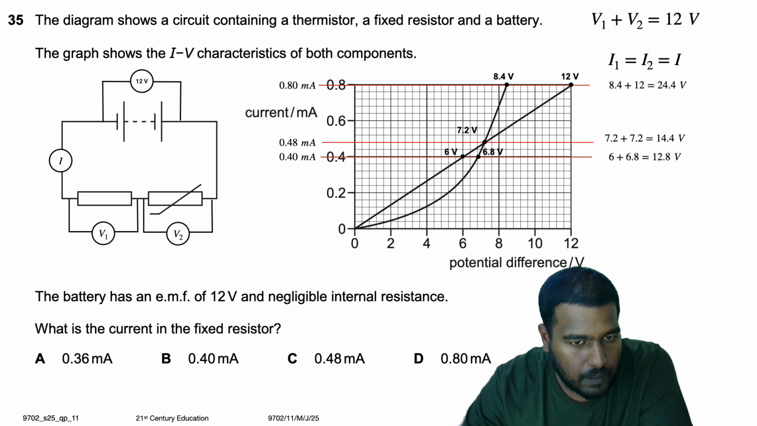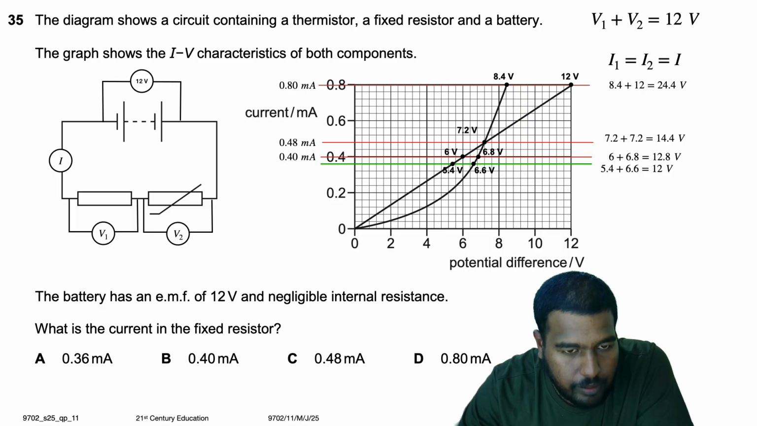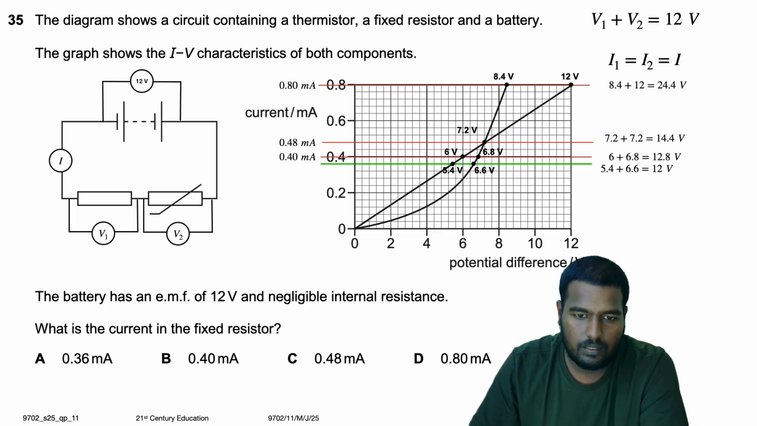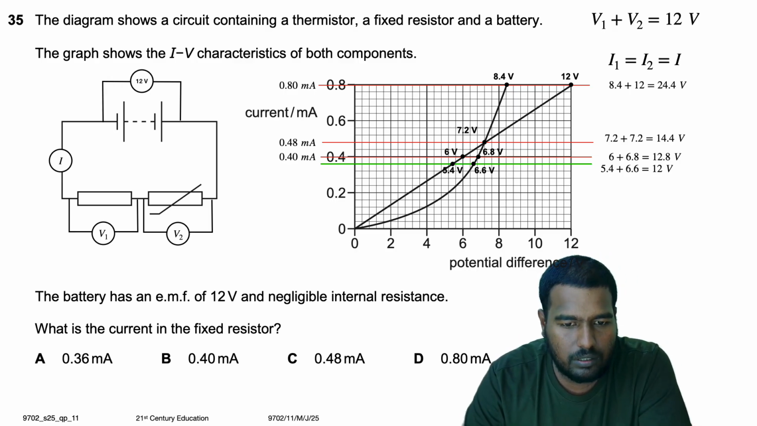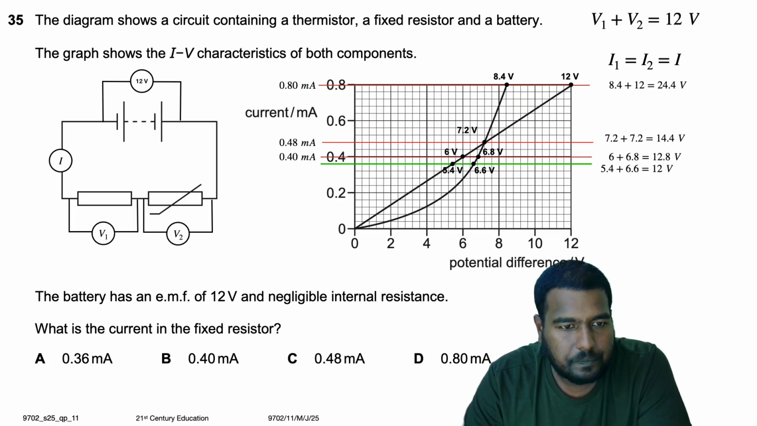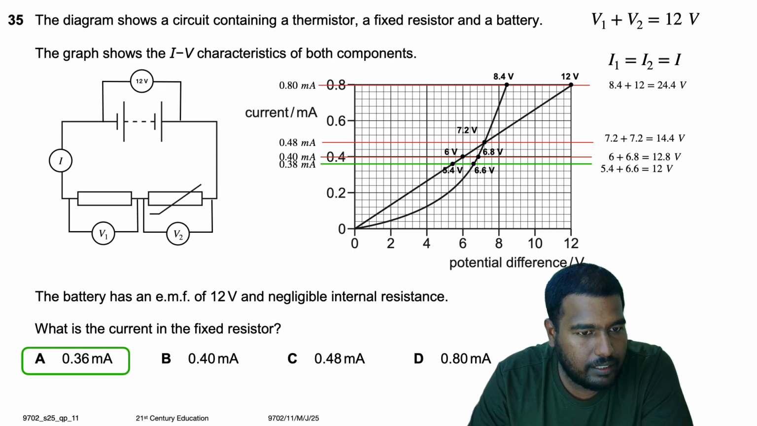Not. Now, if we take 0.36 milliampere, then for the fixed resistor it is in the middle between 5.2 and 5.6, so 5.4 volt. For the thermistor, it is in the middle between 6.4 and 6.8, so 6.6 volt. So this gives a combined voltage of 12 volt, which suits our circuit conditions. So 0.36 milliampere.